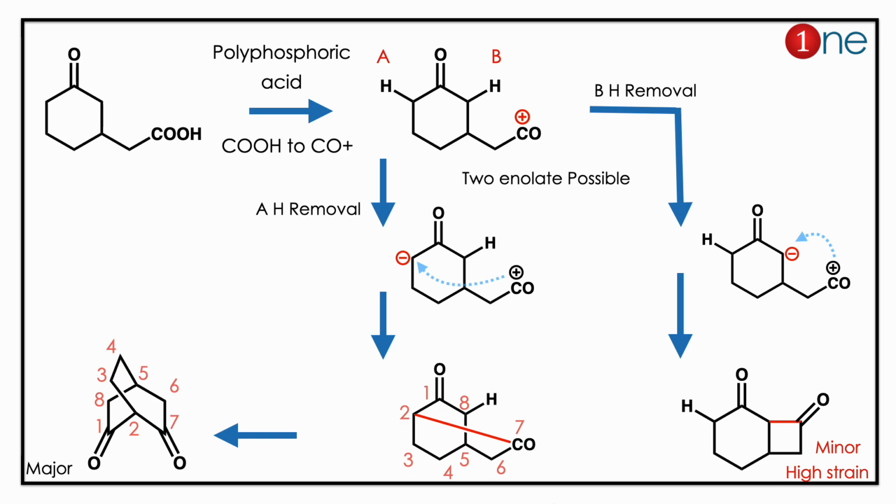First, you are using polyphosphoric acid. Polyphosphoric acid promotes the carbonyl cation formation, which is an acyl cation. So where it will attack is the real question. There are two chances, A and B, two enolates possible, but which will be favored?